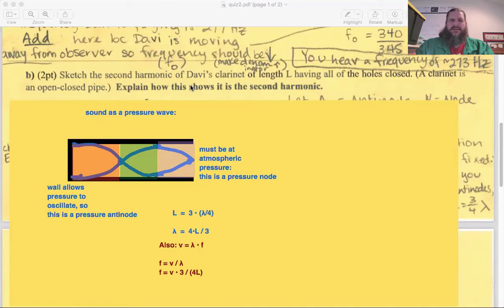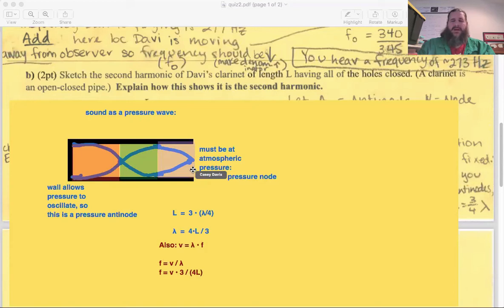Any other questions on that? Wait, sorry, why did you flip? Oh, never mind. Okay, I see now. Yeah, we're dividing by the wavelength, so that's the same as multiplying by the reciprocal. Yeah, that makes sense.